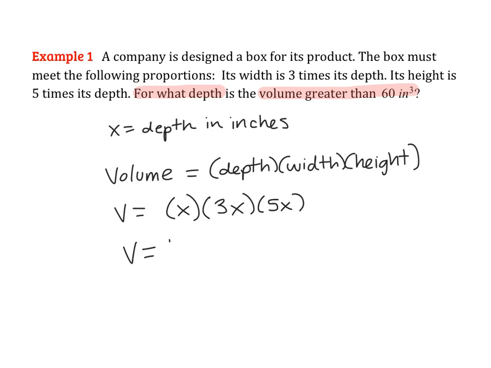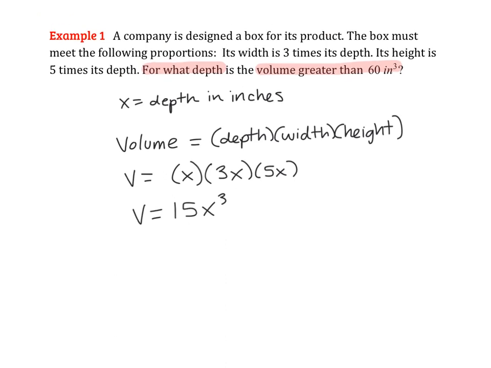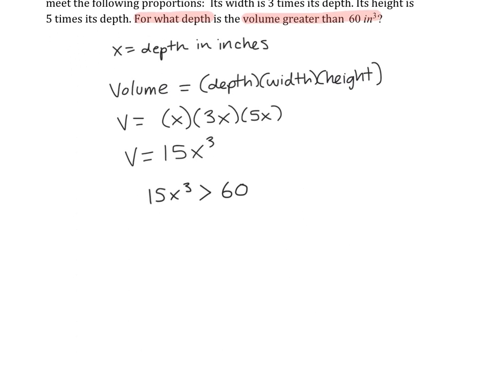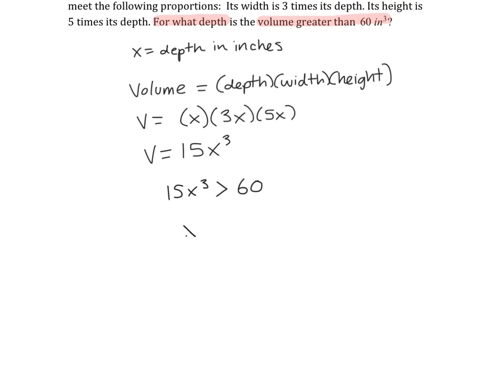So you can see that now we have a model that describes the volume in terms of the depth. So we have volume equals 15 times x cubed. And now we have to go see how we can use this equation. So they say, for what depth is the volume greater than 60 inches cubed? So we want this volume, so 15x cubed, to be greater than 60. And now we're just going to solve the inequality. So we can divide both sides by 15. So we get x cubed is greater than 4.